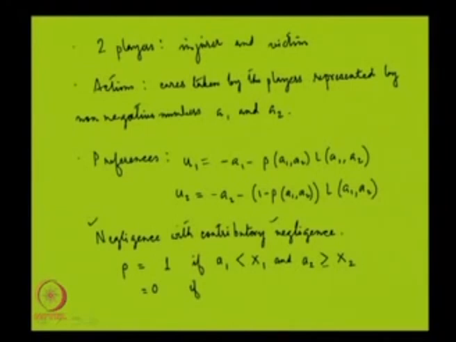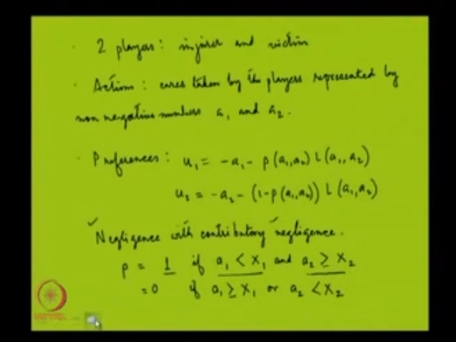And if this is not satisfied, not this condition, which means this. So again, just to repeat what we have been saying, if the injurer has been careless, that is A1 is less than some value, and the victim has been careful, that is A2 is equal to or more than a particular value, in that case rho is equal to 1. The injurer bears the entire loss. If any of them is not satisfied, if A1 is greater than or equal to x1, that is the injurer is careful, or the victim has been careless, then rho is equal to 0.